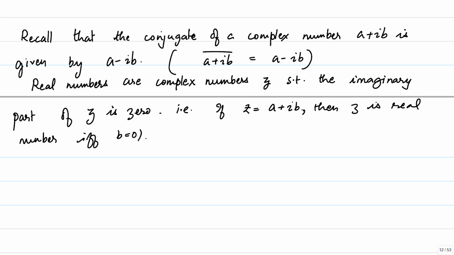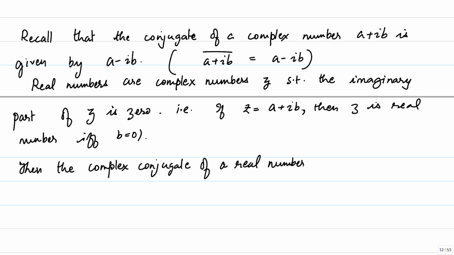So, what is now the complex conjugate of a real number? Then the complex conjugate of a real number is itself, because the imaginary part is 0. So, B is 0, minus B is also 0, right. The complex conjugate of a real number is the number itself.